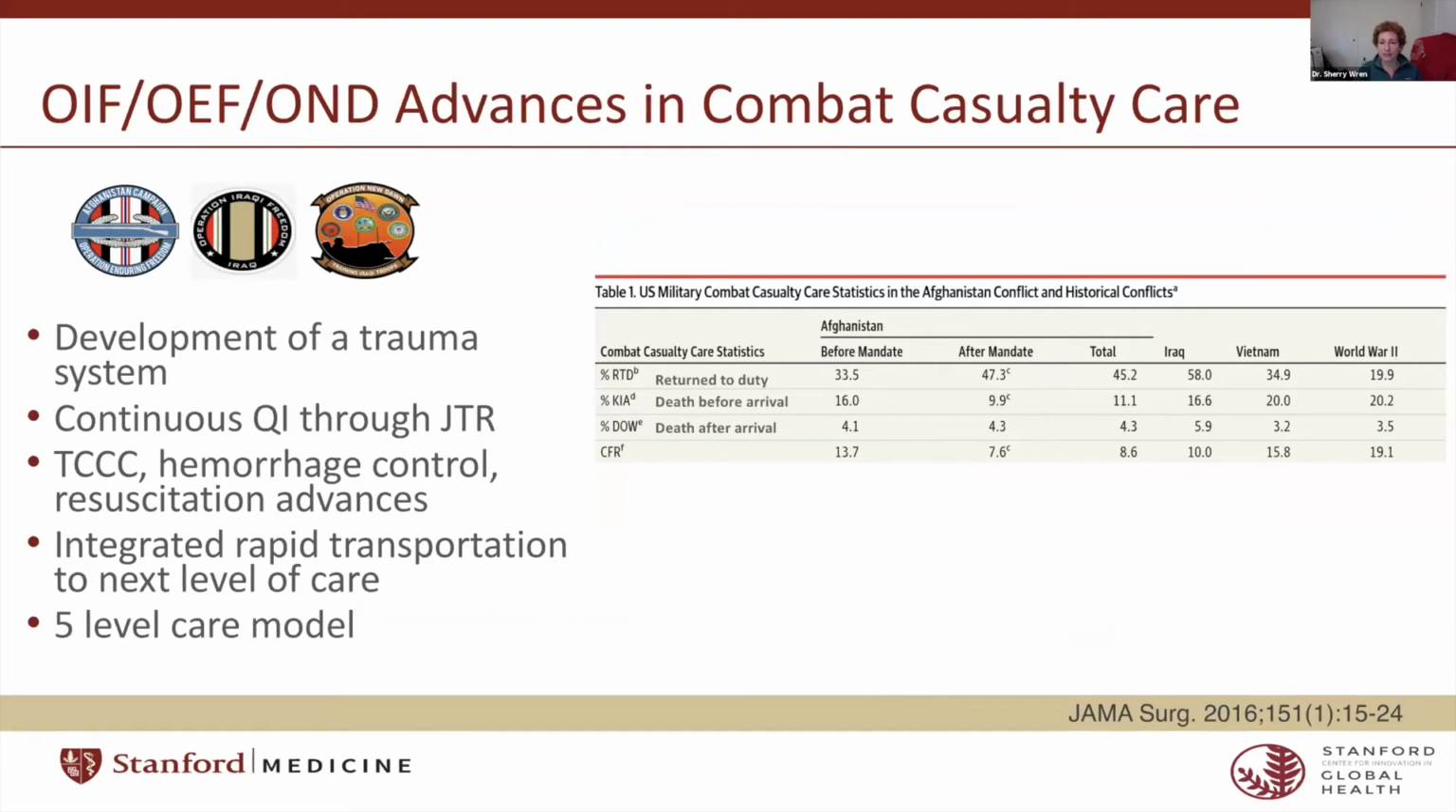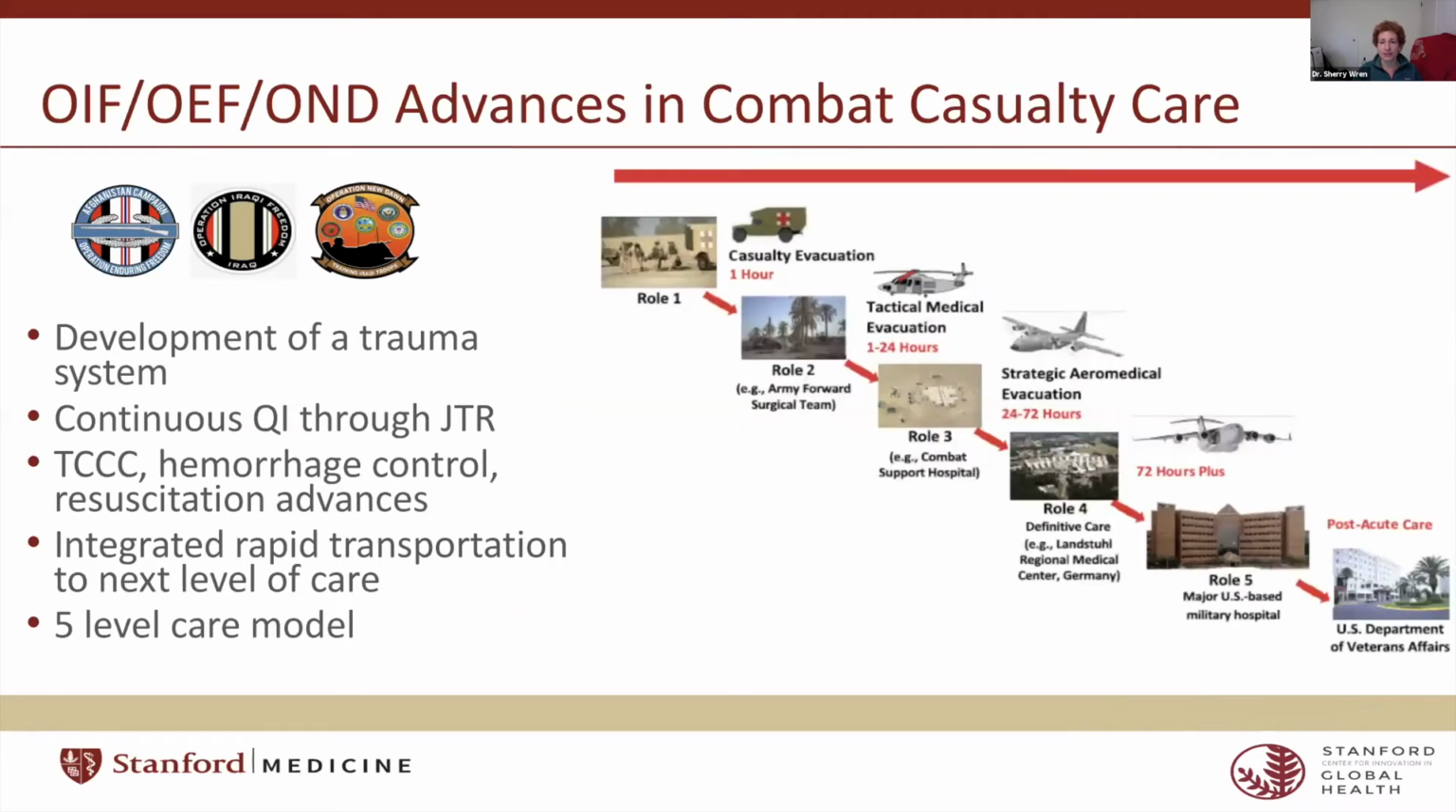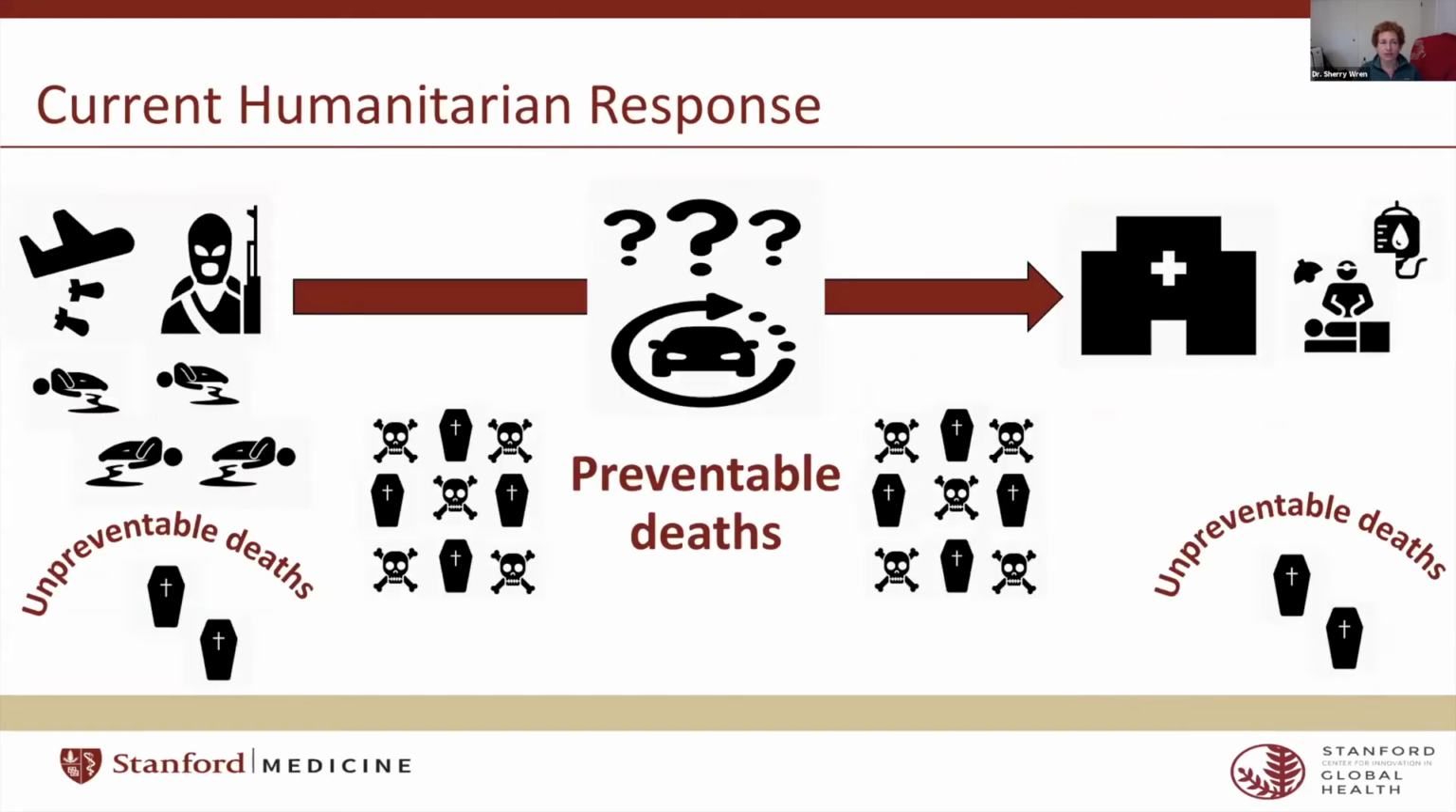And you can see here that when they mandated this, it reduced these preventable deaths. So we've gotten very good at this. And there's an entire echelon of care that takes you within an hour to a forward team. Within 24 hours, you're evacuated. All the way back, you can get to the United States. This is non-existent in humanitarian responses. So currently right now, we have a lot of bad things happening to people. And because we don't know how they're going to get to a care facility, which is located pretty far away because that's a safe zone, we have a lot of preventable deaths along the way.